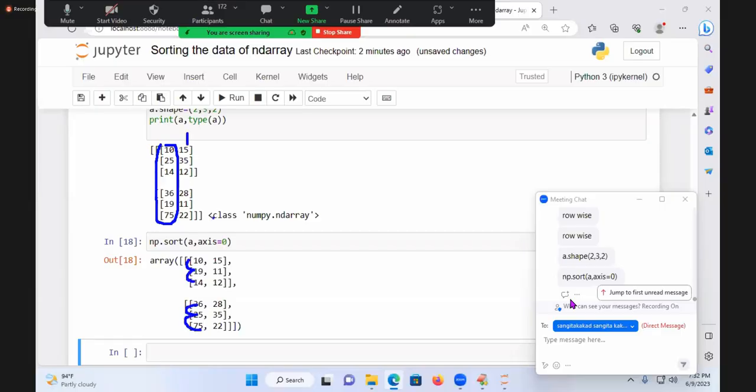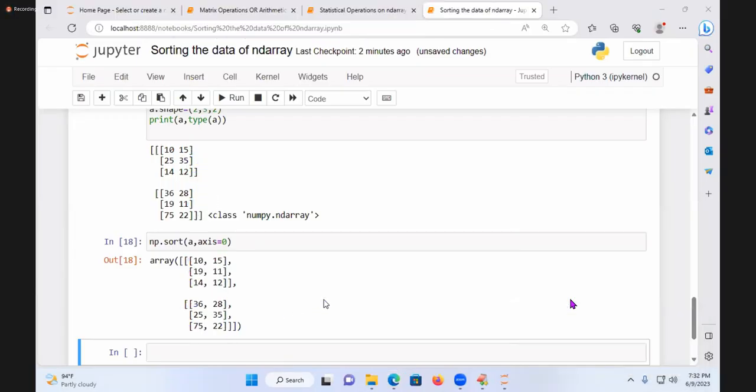You take this one, 15. Next what? 11. Next what? 12, 22, 35. Like that. Complete thing. Are you following me? This is about how we are going to order it.